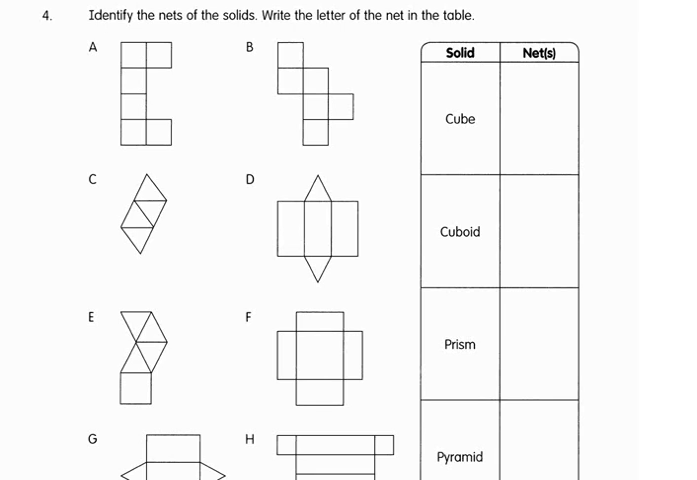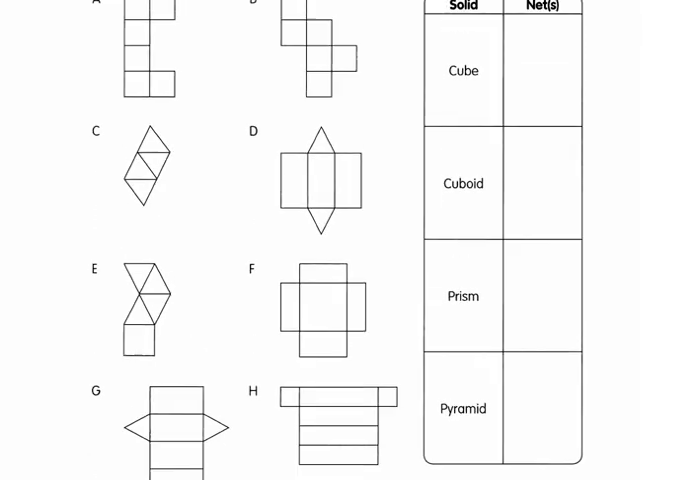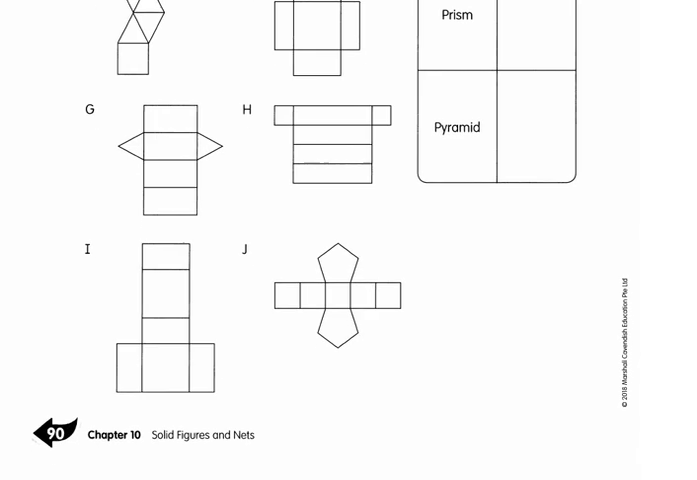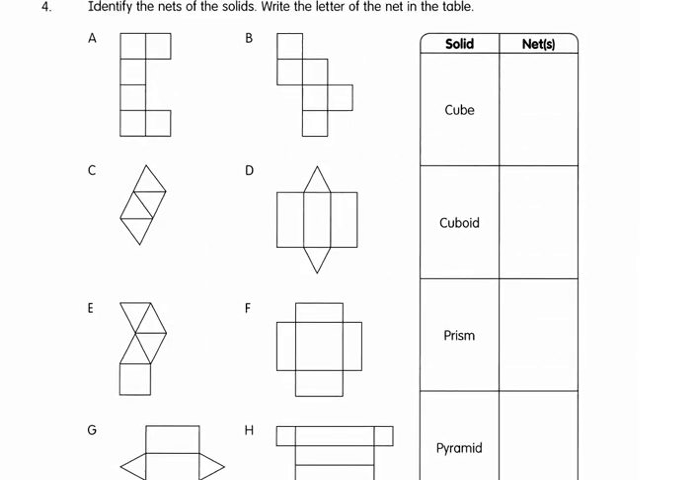In this question, you're supposed to identify the nets of the solids. Write the letter of the net in the table. Looking at this, you know that we are looking for a cube. Which of these can be folded into a cube? All of these figures, you can see all these figures here. Which of these can be folded into a cube?